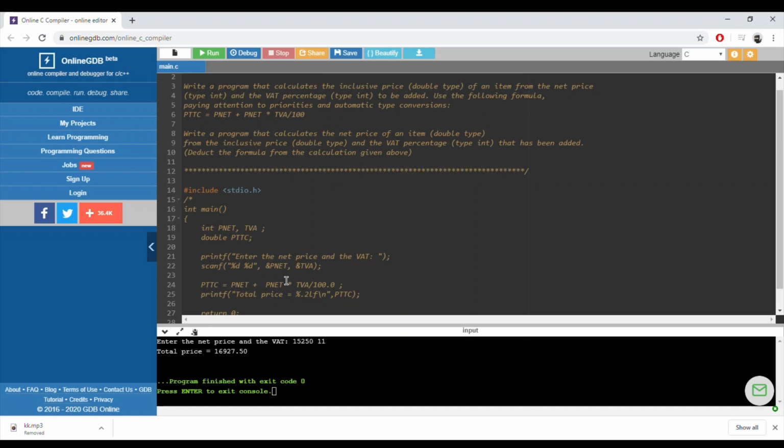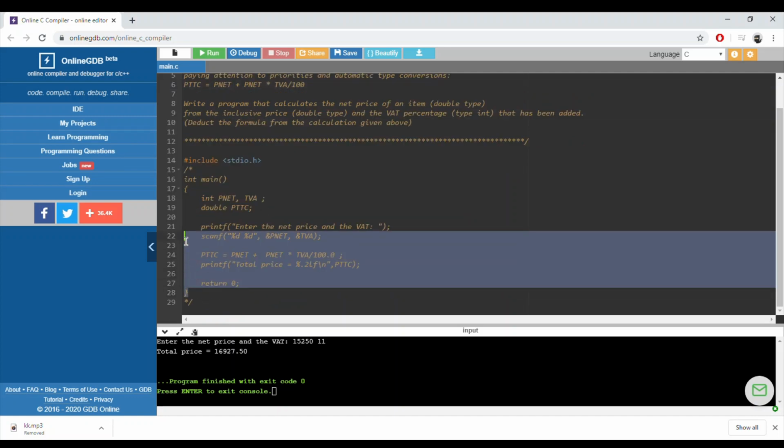So they are asking us to write a program that calculates the net price of an item of type double from the inclusive price of type double and the VAT percentage of type int that has been added. Deduct the formula from the calculation given above. So we should get the net price from the inclusive price and the percentage. So we have the PPTC and the VAT, and we need to calculate the pnet. So we need to find a formula.